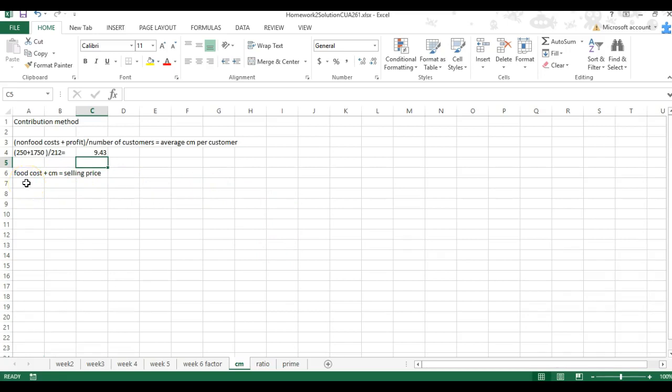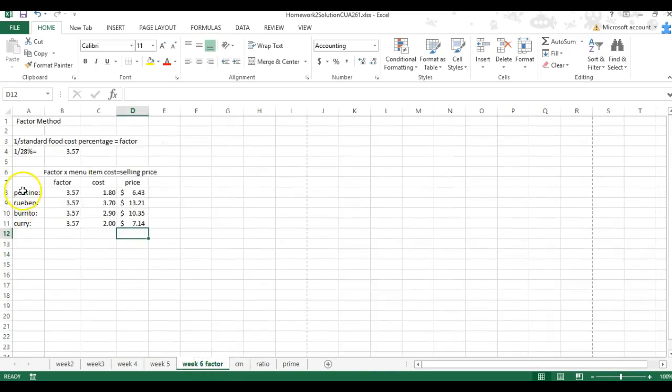So let's go over now that we know. Let's finish step 2. The food cost plus the CM equals the selling price. So I'm going to come back over to week 6 and copy this information so I don't have to type it again.